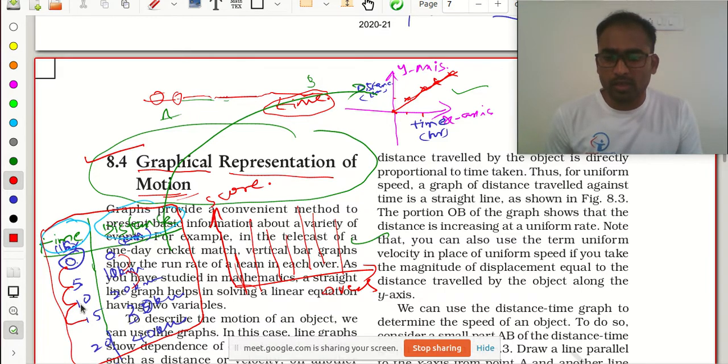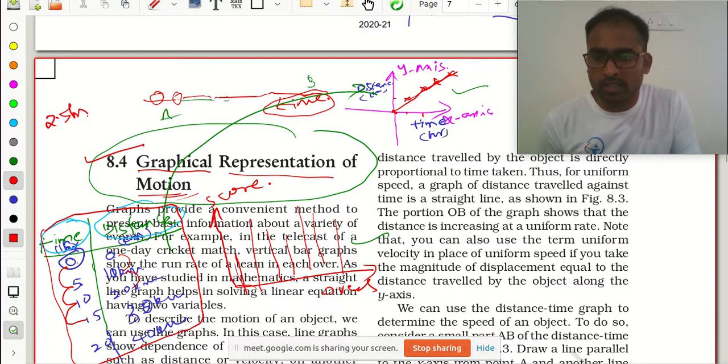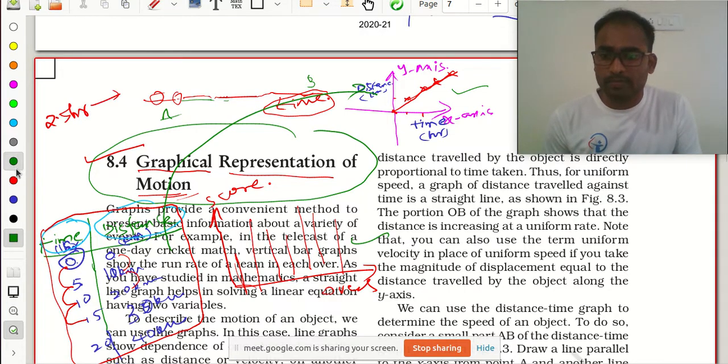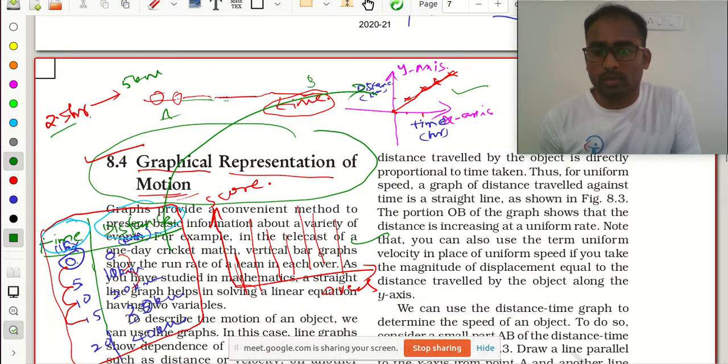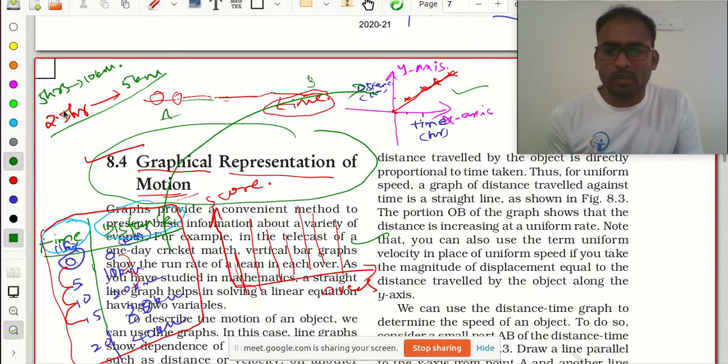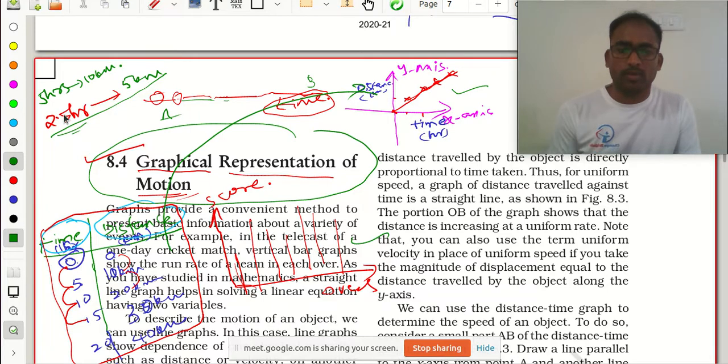Suppose from here we can calculate: for 2.5 hours of time, how much distance will I cover? For 5 hours I am making a 10 kilometer change. For 2.5 hours, half of the time, my distance also will be half, 5 kilometers. Clear? For 5 hours, 10 kilometers. Then for 2.5 hours, how many kilometers will it cover? 5 kilometers. Okay.